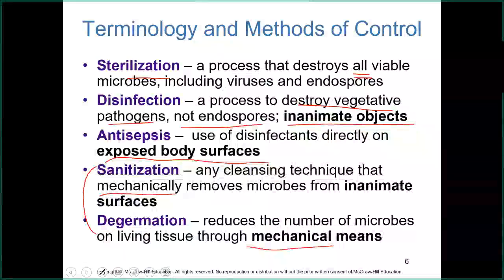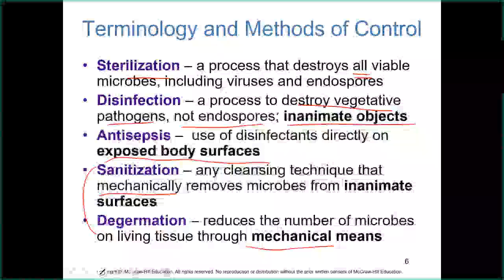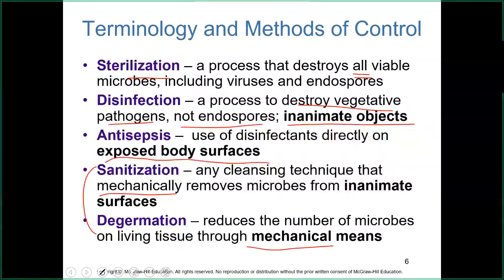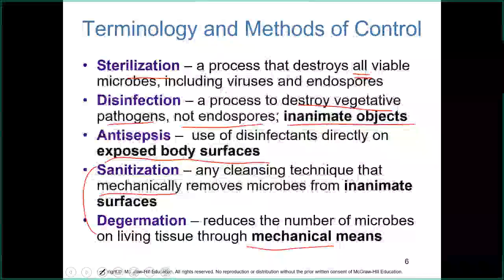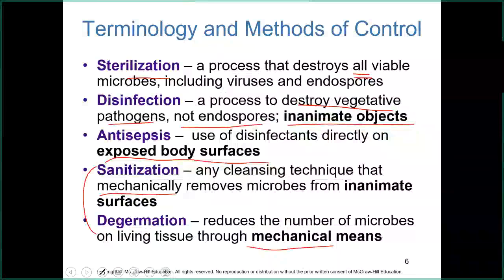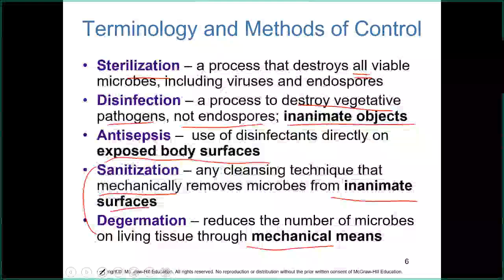So sanitization, and maybe even applying that with some disinfection too, is preferable, because it removes the unsightly little things that are left behind. All right, so yeah, cleaning an inanimate surface mechanically, that's sanitization.